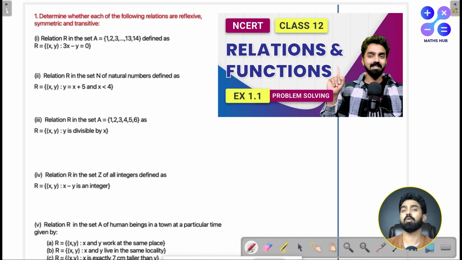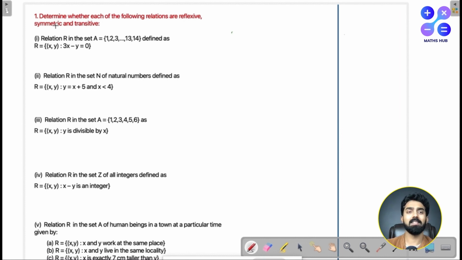Hi guys, so today we'll be solving questions from NCERT class 12 maths chapter 1 relations and functions, and we'll be looking at the first exercise 1.1. Here's the first question. Determine whether each of the following relations are reflexive, symmetric and transitive.